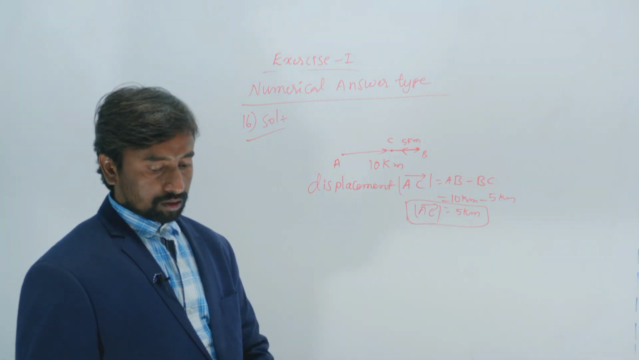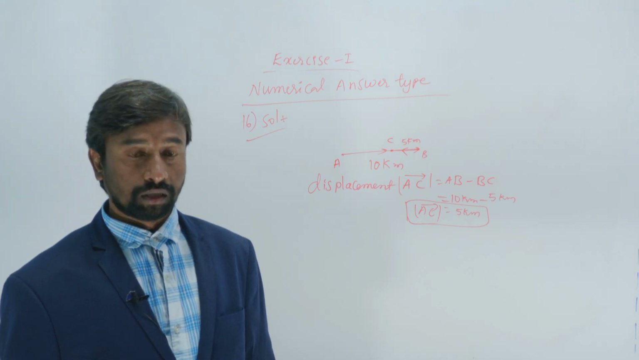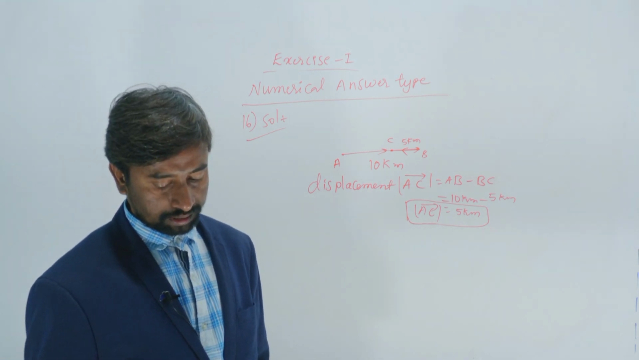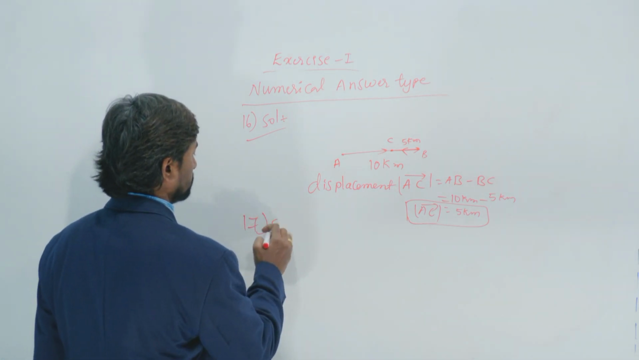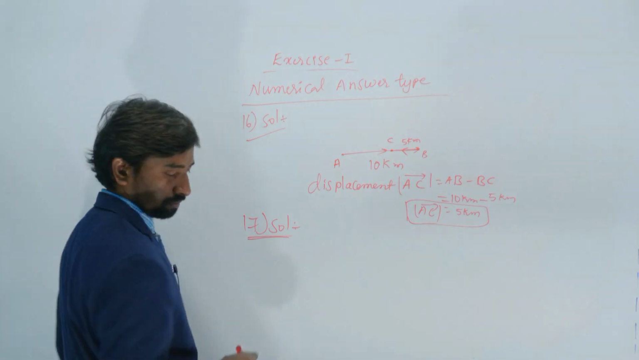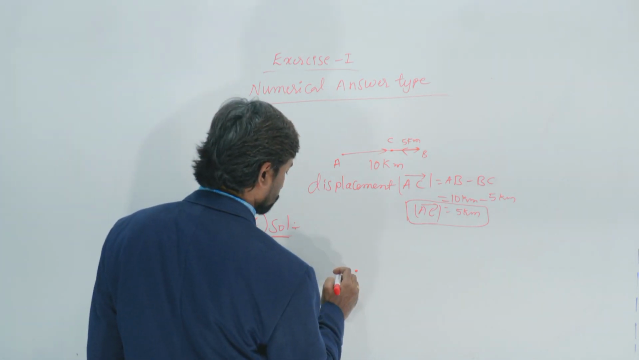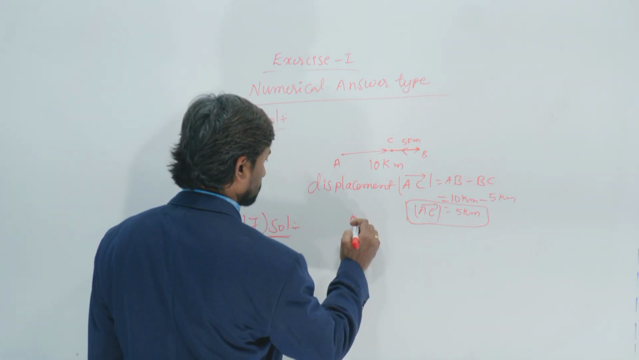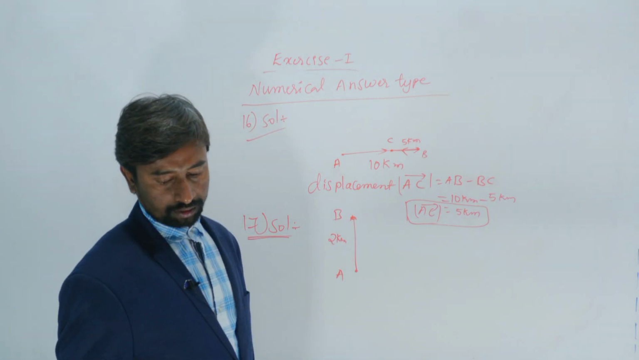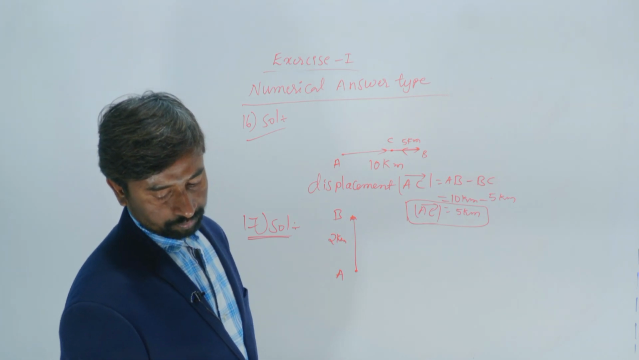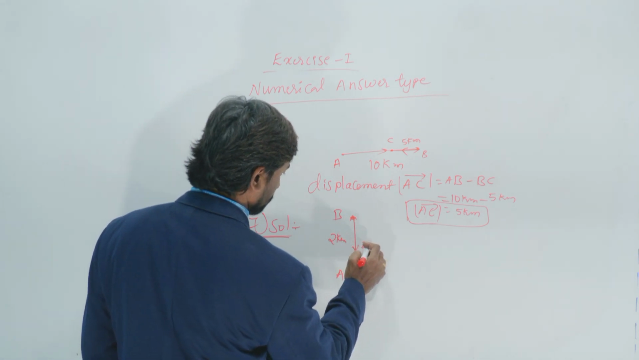Seventeenth. A boy travels 2 kilometers towards north and travels 2 kilometers towards south, then total distance traveled by the boy. So 17th one, 17th solution. A boy travels 2 kilometers north. This is the initial position. You consider 2 kilometers north there. AB, this is 2 kilometers. And from there, 2 kilometers south. 2 kilometers south means again it will become to here 2 kilometers.